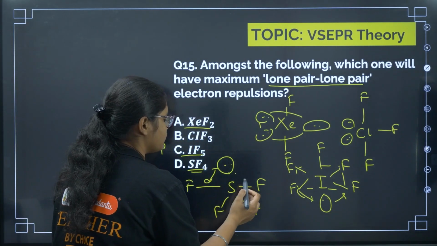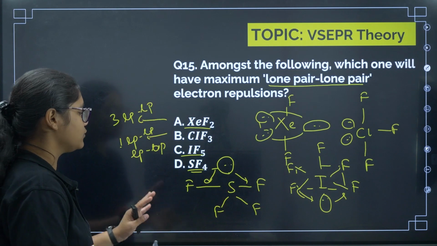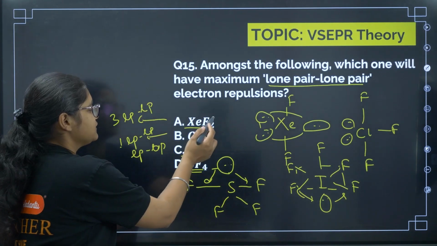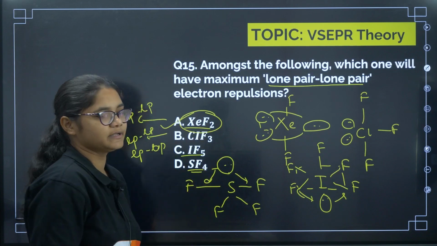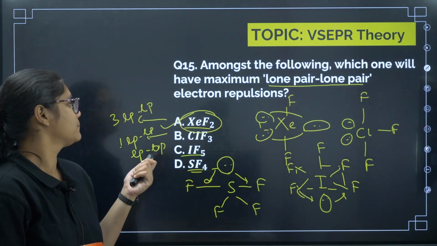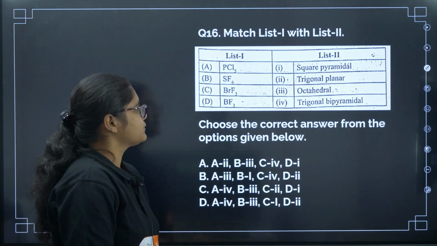So here also we will have lone pair and bond pair repulsions, but no lone pair repulsions. So since here there is maximum number of lone pair repulsions, the correct answer for this question will be option number A.